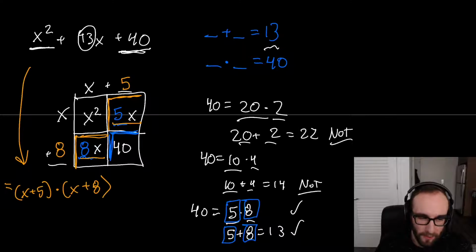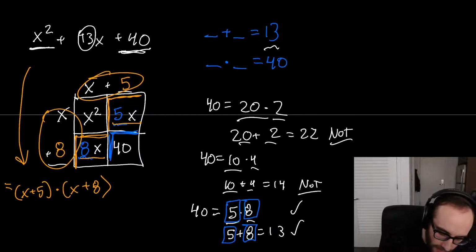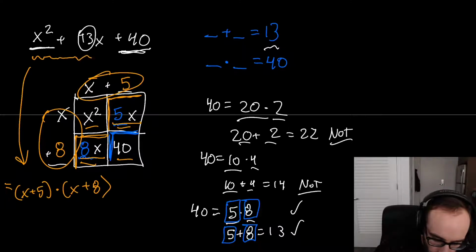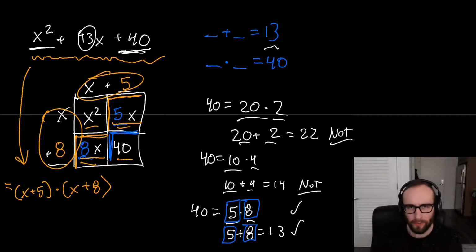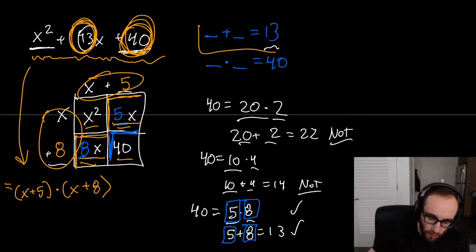And you can always check your answer by multiplying the two. If you were to draw an area model and write x plus 5 on one side, x plus 8 on the other side, these are the different areas you would get for all of the different boxes. And if you add those all up, you do in fact get our original expression, x squared plus 13x plus 40. So when factoring quadratics, the key is to find two numbers that add to the middle coefficient and multiply to the last coefficient we wrote out here.